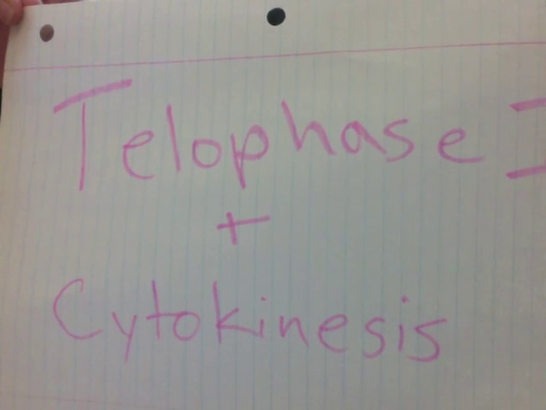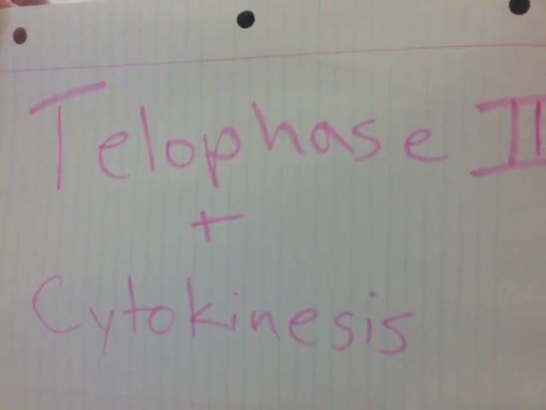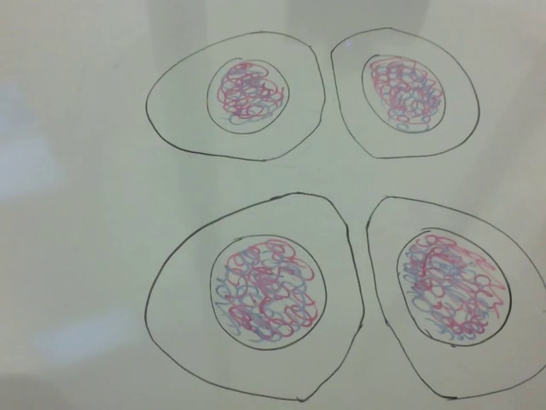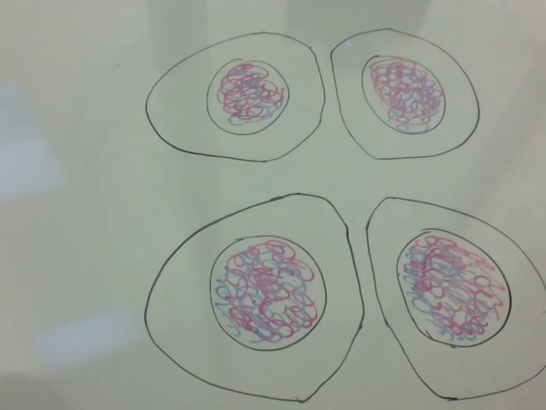In telophase 2 and cytokinesis, the spindle disappears, the nuclear envelopes assemble around the DNA, and the cell splits into two again, creating 4 non-identical haploid gamete daughter cells.